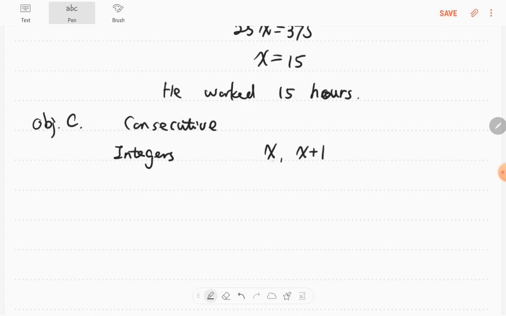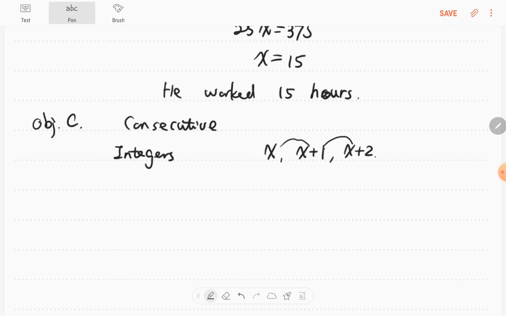So the small one is x, then I will get the second one by just adding 1. So x plus 1 will be the next one. Similarly, x plus 2 will be the next one, and so on, right? Because the difference between each consecutive integer is just 1. So each time we add 1 to get the next one.